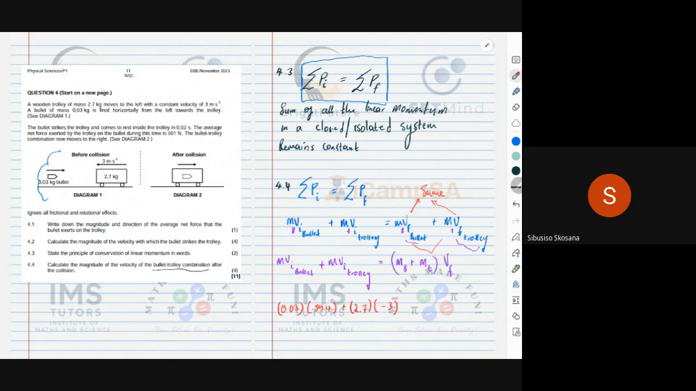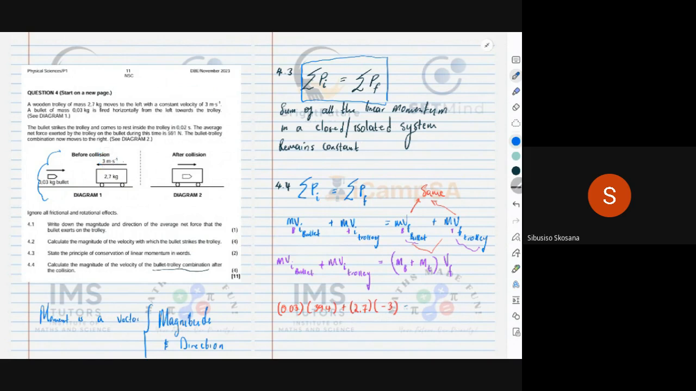Let's remember that momentum is a vector, so it has magnitude and direction. Velocity is also a vector, with magnitude 3 and direction to the left, and to the left we are taking it as negative.